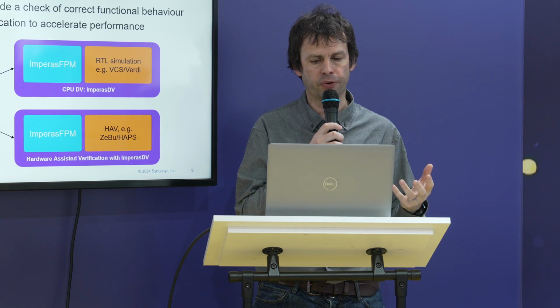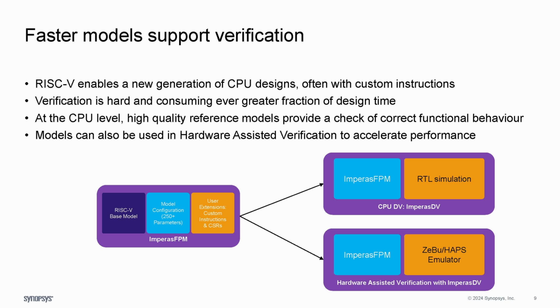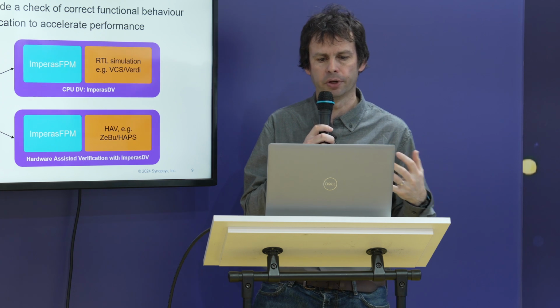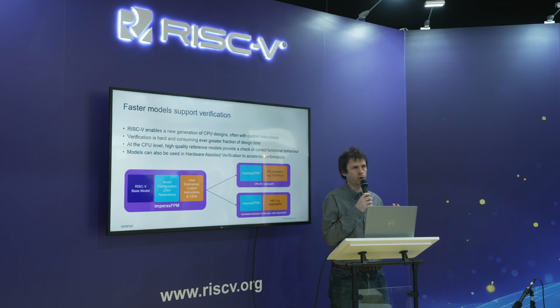You need a strong verification story. And we all know that verification is taking more and more of the design time, and at CPU level that adds another level of complexity due to the state space complexity compared to traditional SoC development. If you have a high quality golden reference model, you can integrate that into your verification flow and use that to help you verify that your design is behaving correctly.